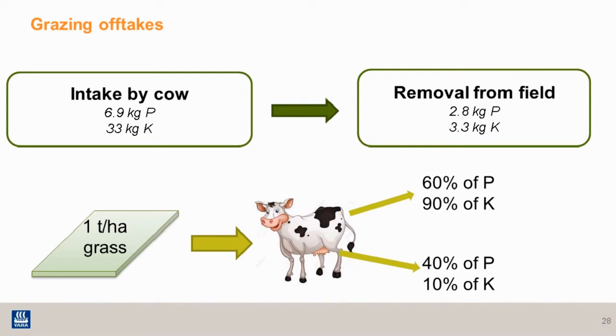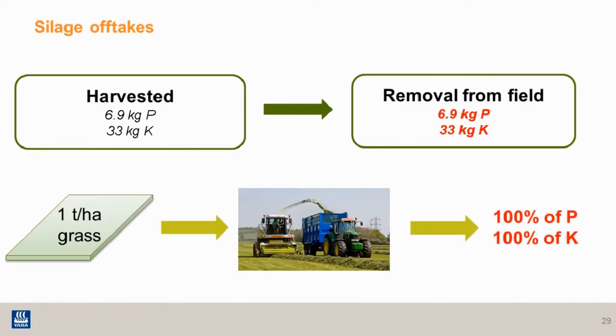So in a dairying scenario, 60% of the phosphate is being excreted, and 90% of the potash is being excreted. What we have is a removal of about 2.8 kgs of phosphate and 3.3 kgs of potassium from the field in every ton of grass dry matter consumed.